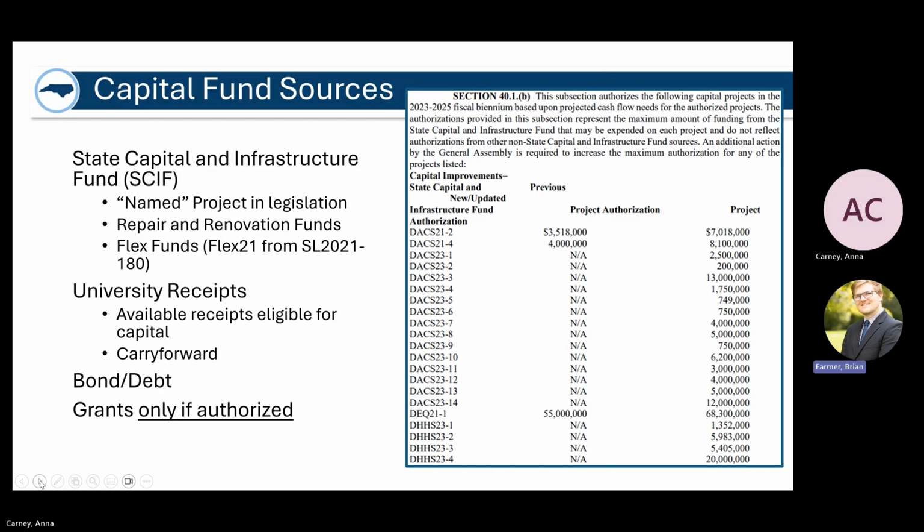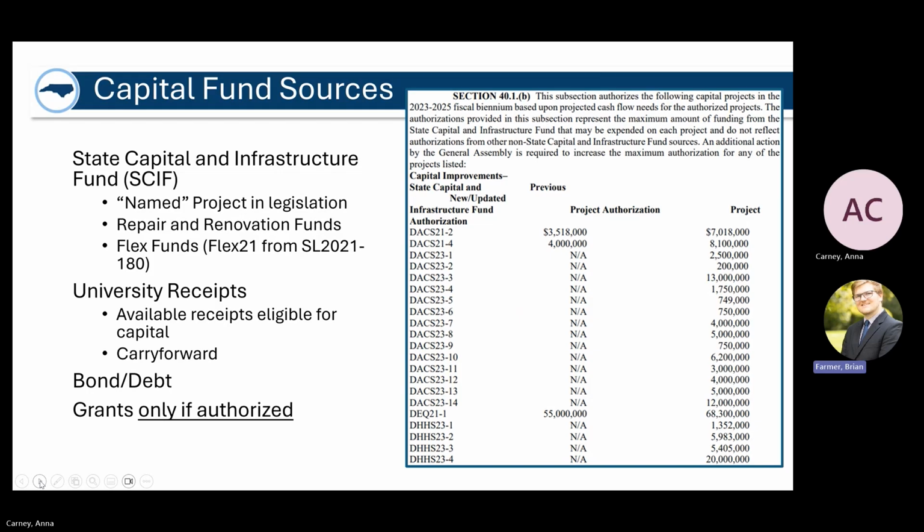Common fund sources for capital projects. Most common right now is the State Capital and Infrastructure Fund. That's a cash-based fund awarded on a cash flow kind of basis. You'll see this often used for named projects in budget bills. So on the right-hand side of the screen, that's an example of a section of a budget bill naming projects to be funded from the State Capital and Infrastructure Fund. I'll call that SCIF from here on out. That's usually how we abbreviate it.